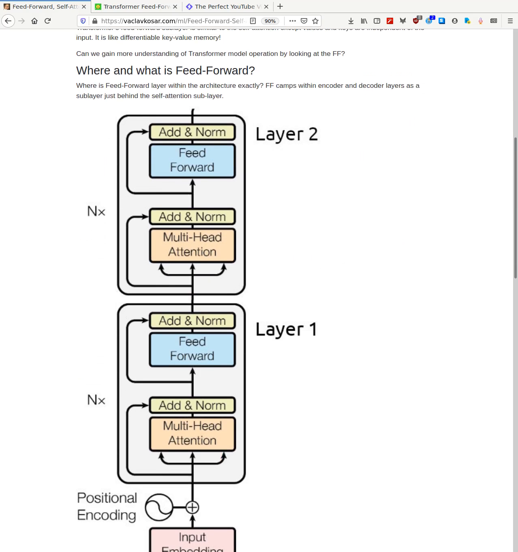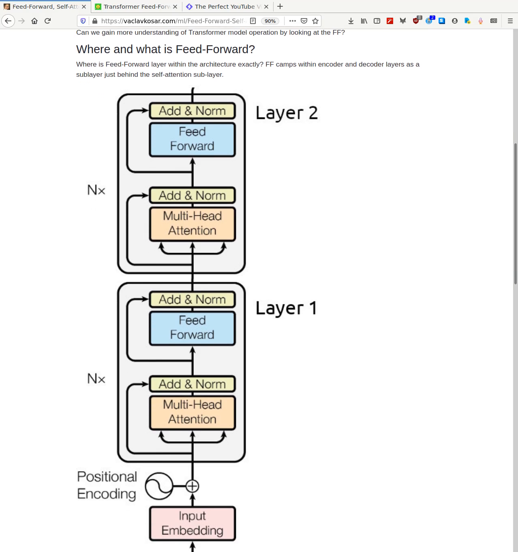So can we gain more understanding of the transformer model by looking at the feed-forward layer as well? And what is this key-value store? Where is the feed-forward layer? If you look at one encoder layer, we find that there are two sublayers, each followed by a residual connection and normalization. First we have the attention layer, and then we have the feed-forward layer. So the feed-forward layer sits within the encoder and decoder layers after the attention sublayer.